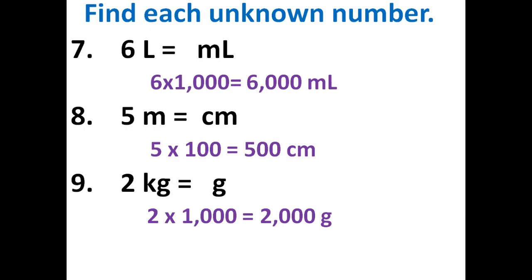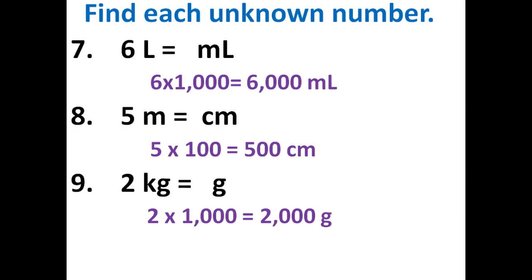Next number is 8. 5 meter is equal to dash centimeter. M for meter, cm for centimeter. If we want to convert meter into centimeter, we have to multiply by 100. 5 meter multiplied by 100 is 500 centimeter.